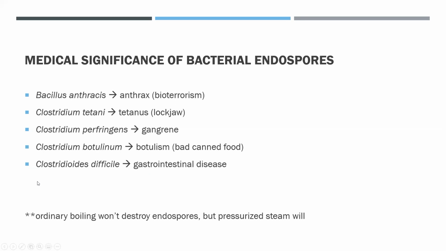Now, it's important to note that ordinary boiling of water or of the sample won't destroy endospores in the same way it would destroy regular vegetative cells, but pressurized steam can be used. So that's part of why when we're preparing canned foods, it will often involve sealing the cans in a pressure cooker or something like that, because we want to get rid of all botulism or anything like that.